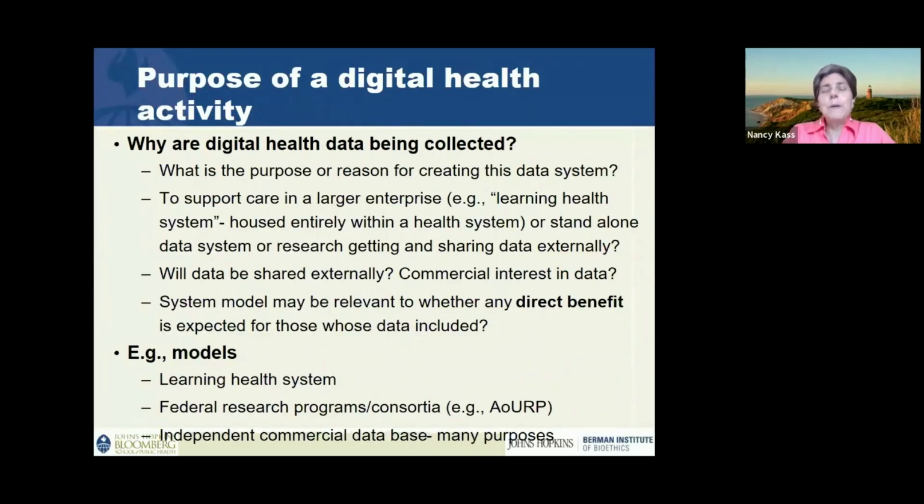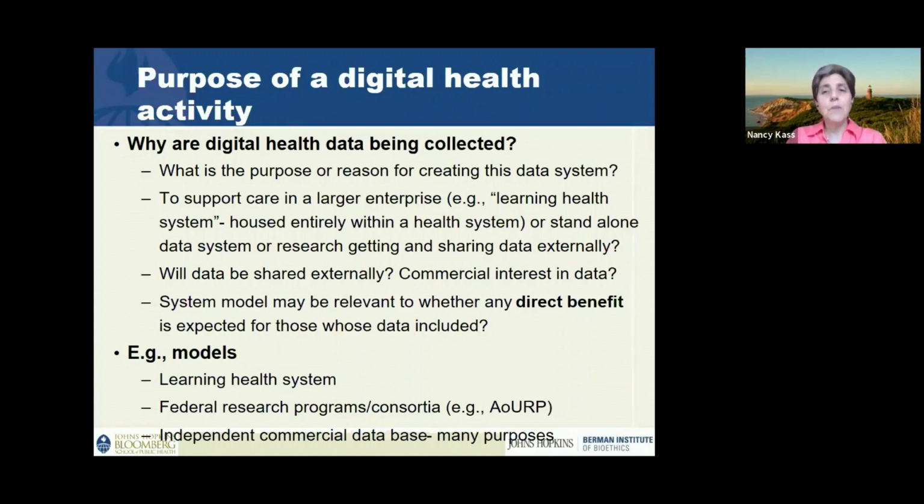So what do I mean about the purpose of a digital health activity being important to determine and articulate, and that it is relevant to ethics? So digital health data sets are created using a bunch of different models, and I'll lay out a few of them, but obviously there are hybrids, and these are just meant to be broad categories. So there's one category that is sometimes called a learning health system, or is aspirational to a learning health system, which is a digital health system or aggregation of electronic data that really are internal to a specific organization.